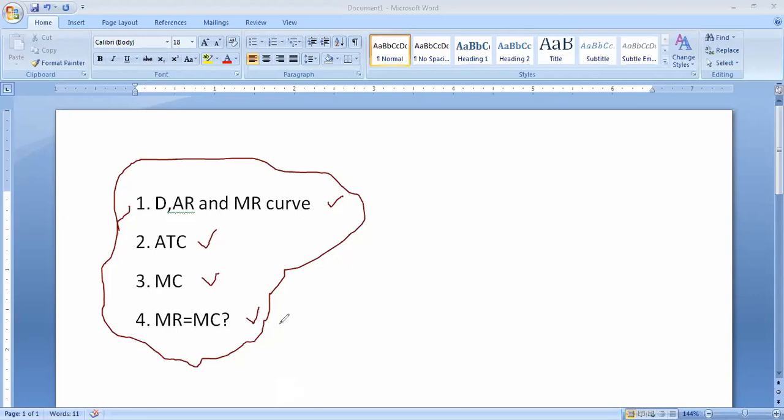Listen very carefully. Draw the demand, AR, and MR curves first, then draw the ATC, then draw the MC. After that, find the MR equals MC point. All right. Now we will go to the drawing.